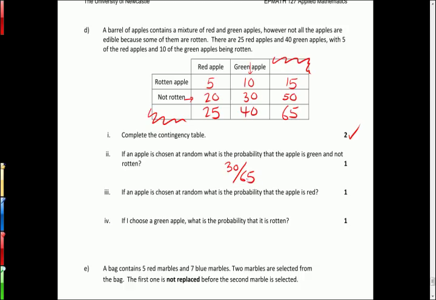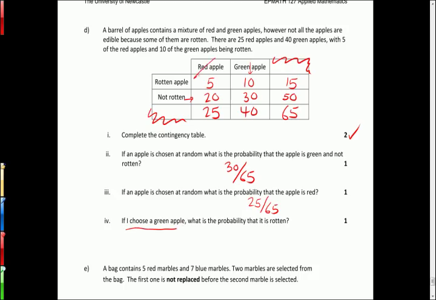If an apple is chosen at random, what's the probability that the apple is red? Okay, there's nothing conditional in there. It's just, what's the chance you get a red apple? Well, there are 25 red apples out of 65 apples. Done.